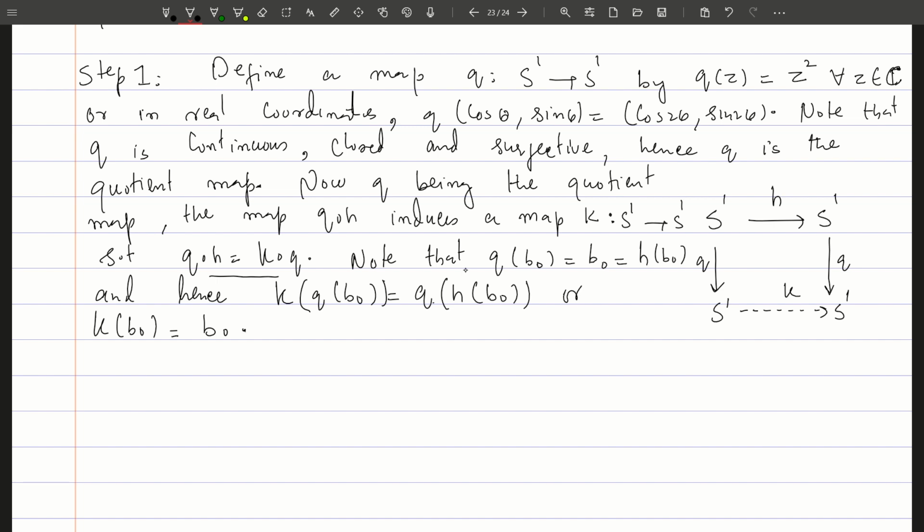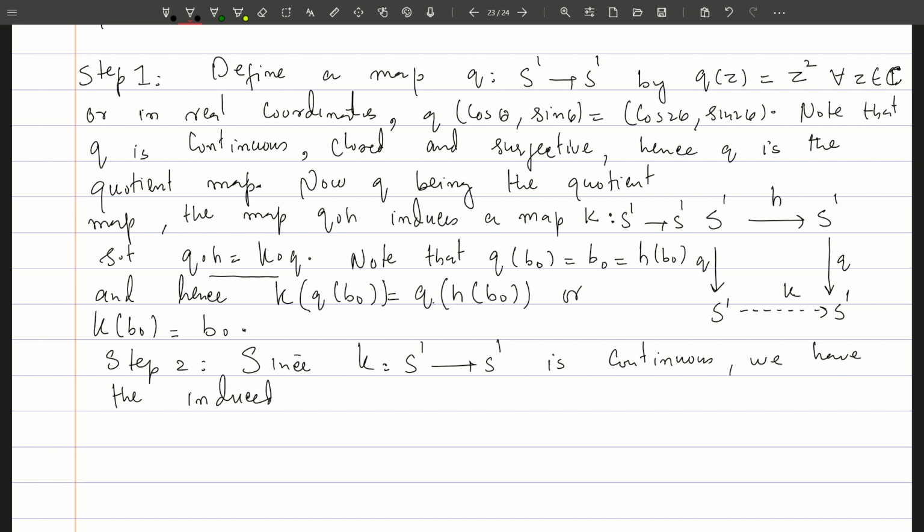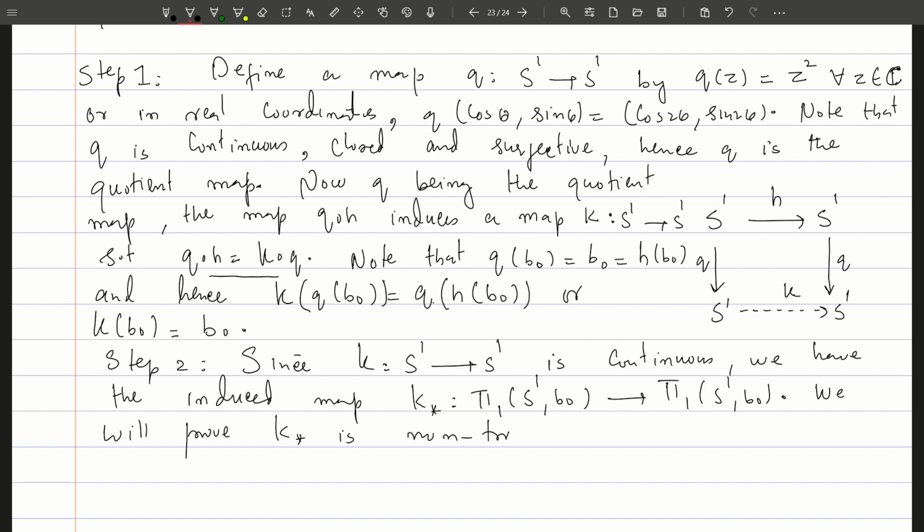Now in step second, we prove the map K star is non-trivial, where K star is the map induced by this K. So since K from S1 to S1 is continuous, we have the induced map K star from the fundamental group of S1 based at B naught to the fundamental group of S1 based at B naught. So we will prove K star is non-trivial.